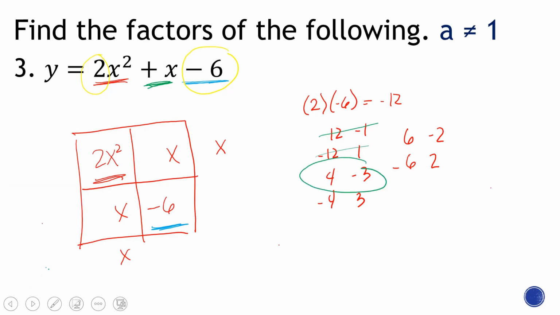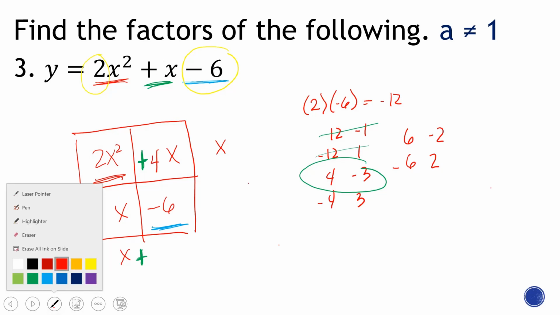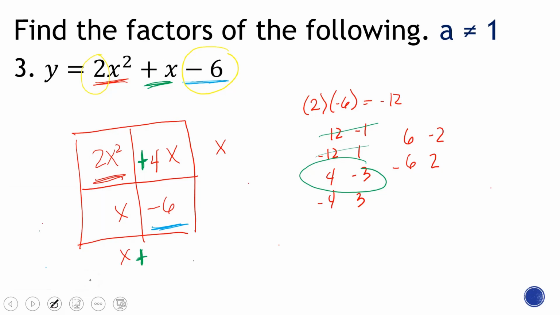Okay, so I will write here plus 4 and then negative 3. Yes, it's just the one. It's a negative here. Negative 3. There you go.